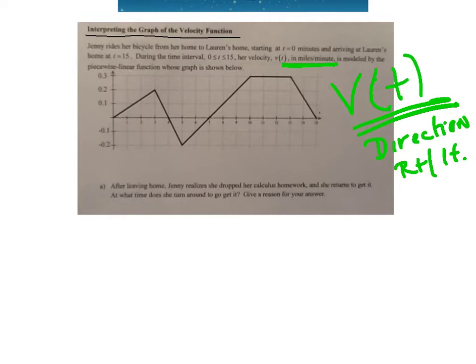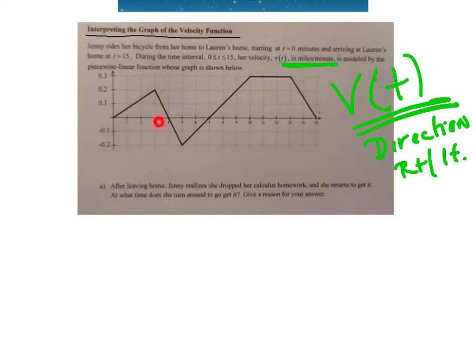Part A. After leaving home, Jenny realizes she dropped her calculus homework, and she returns to get it. At what time does she turn around to get her work? Give a reason for your answer. If we take a look at our graph, hopefully you're saying again, this is velocity. We've marked it off to the side, so I'm talking about direction.